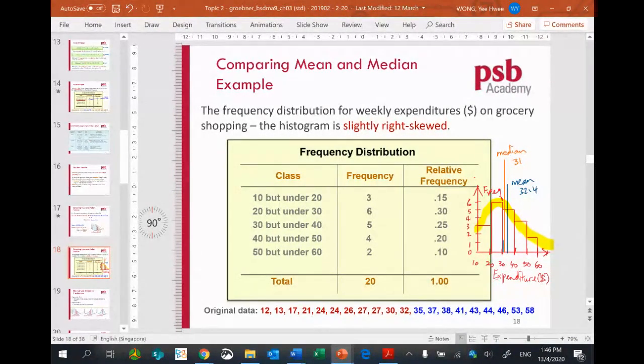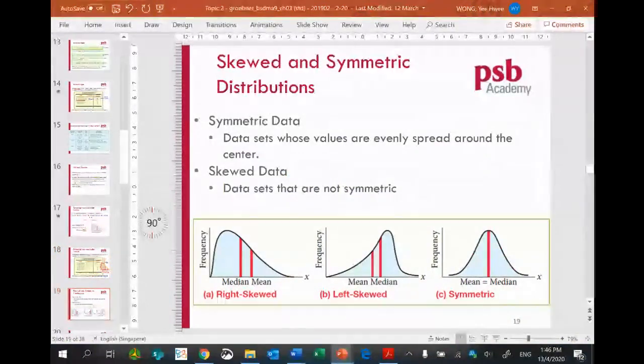Now you don't need to always draw the graph to see the shape of the graph. What you need to do is just calculate two numbers. One is the mean, one is the median. If they are equal, then you should have a balanced graph, which is symmetric, or you call that bell shape. If not, they will be slanted on one side.